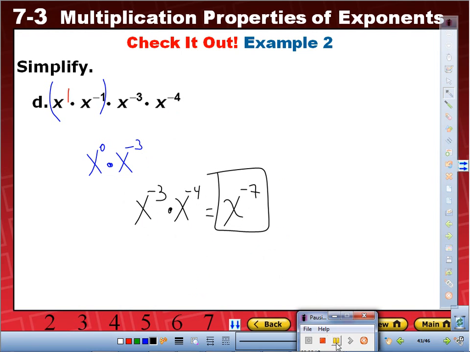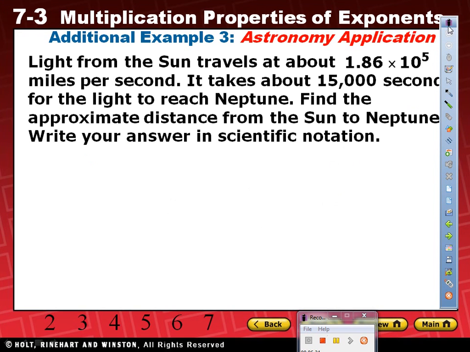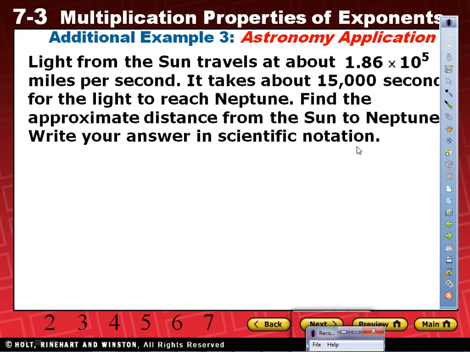You got these already? Let me go into a word problem with these. All right. It says, light from the sun travels at about 1.86 times 10 to the 5th miles per second. It takes about 15,000 seconds for the light to reach Neptune. Find the approximate distance from the sun to Neptune. Write your answer in scientific notation.